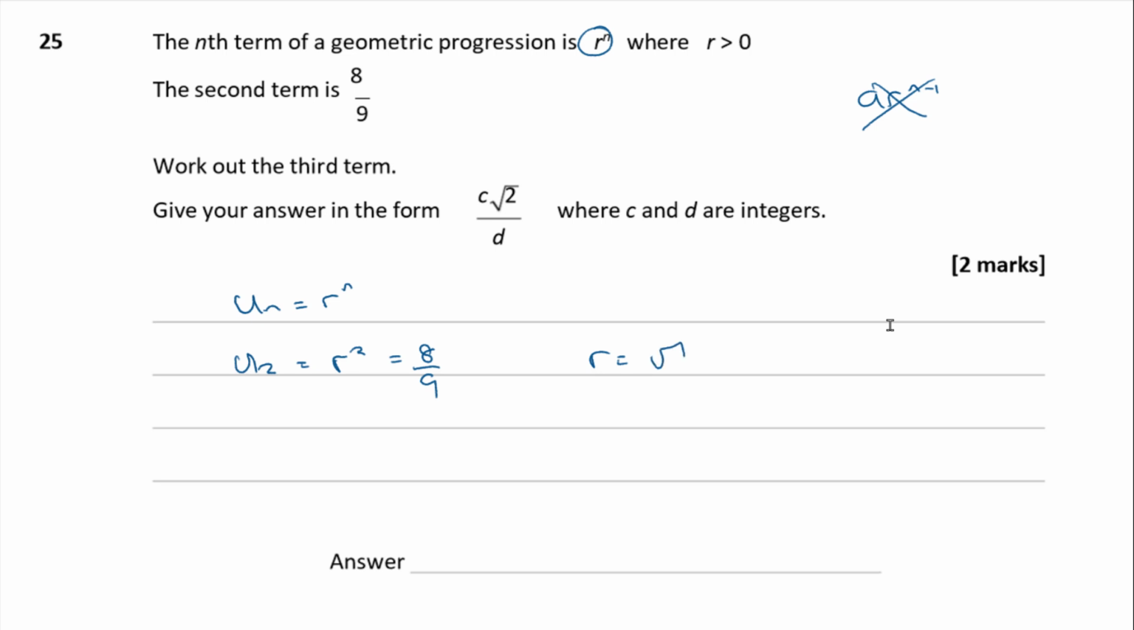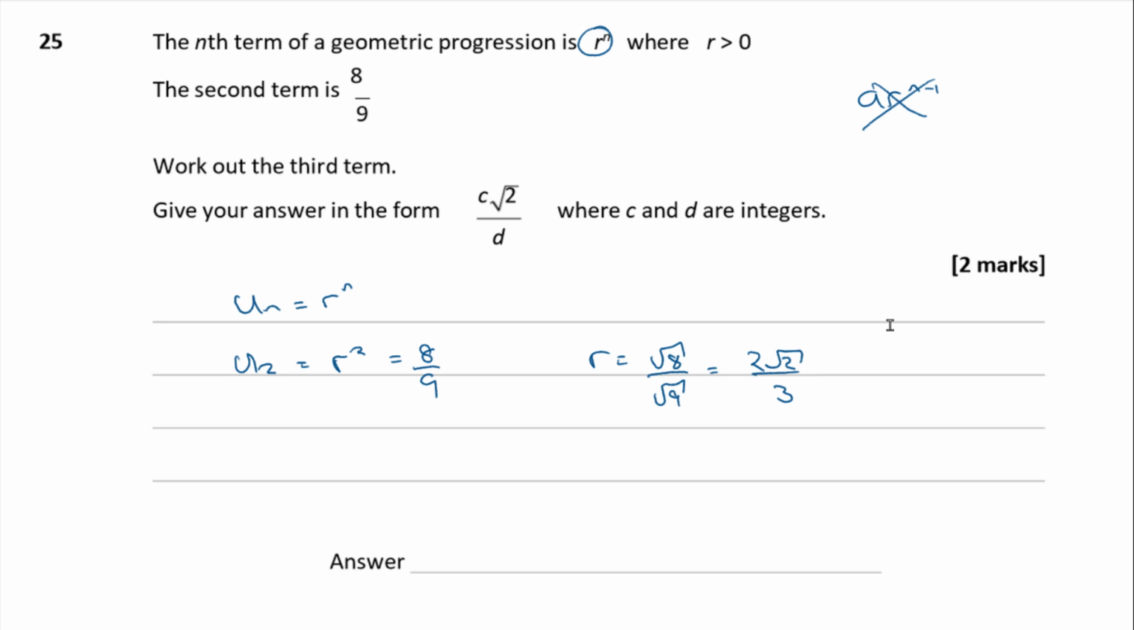It's going to be the root of 8 over the root of 9, which is, well, the bottom part becomes 3. And square root of 8, that's 2 root 2 in its neatest form, because 8 is 4 times 2, and 4 square roots to 2. So root 8 is 2 root 2, and root 9 is 3. So it's 2 root 2 over 3. Okay, so that's our value of r.